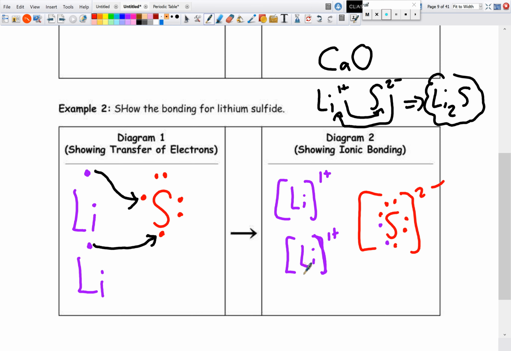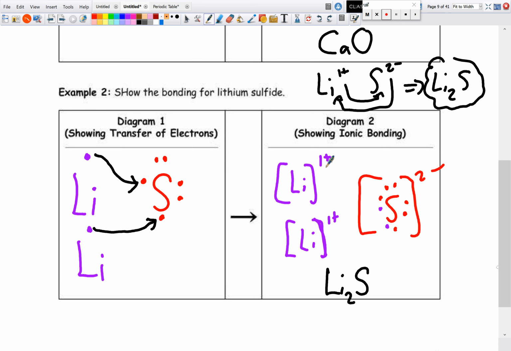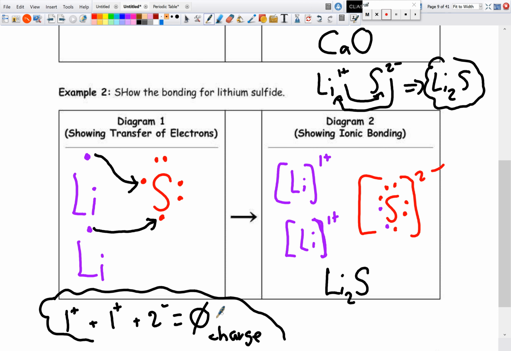And notice we have 2 lithiums, so technically the chemical formula we just showed right here is Li2S. And if you did want to just double check, does it equal a net neutral charge? We got positive 1, negative 2. So positive 1 plus a positive 1 plus a 2 negative. You add those all together and you get 0 charge. You don't need to show this, it's just making sure that your ionic compound is neutral. And that is how we show our ionic bonds.